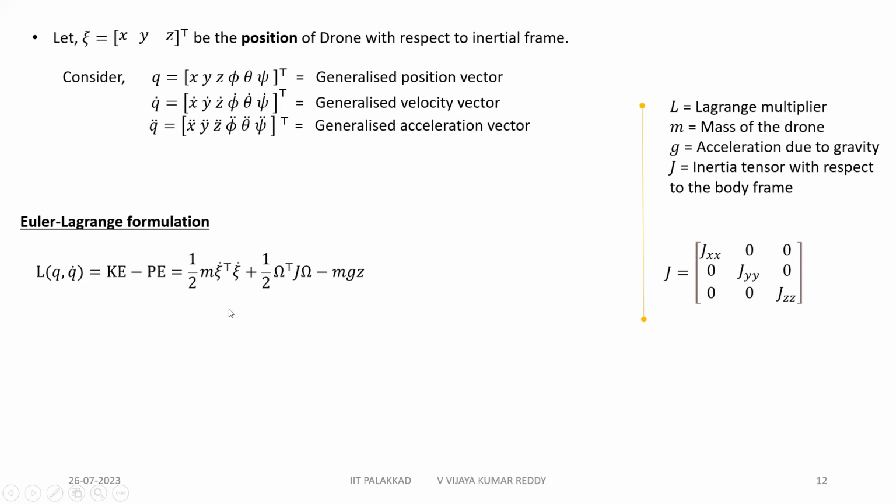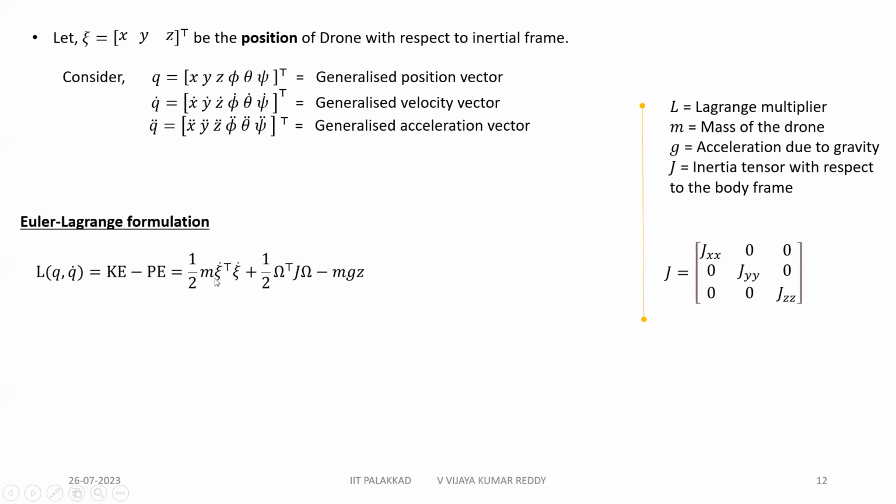energy. So let's say, for example, your body is moving with some linear velocity v. What is the kinetic energy of the body? Half m v square, right? Similar to that, we'll write the linear kinetic energy, that is, the kinetic energy due to linear motion. Actually this is v square, but since it is a vector, we write it as half m zeta dot transpose zeta dot, plus half omega transpose J omega. This is the kinetic energy responsible for angular motion.